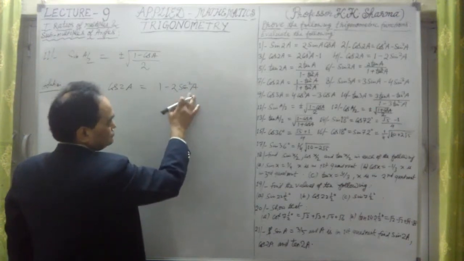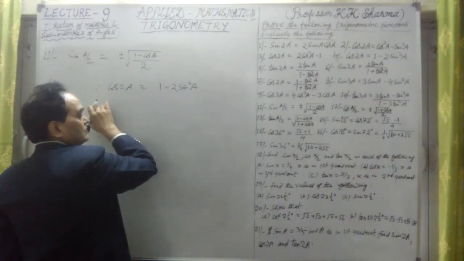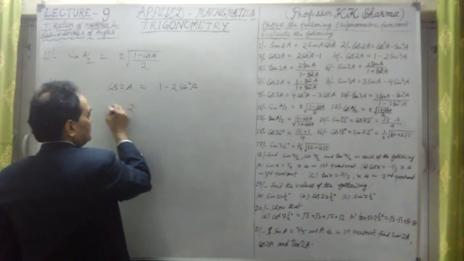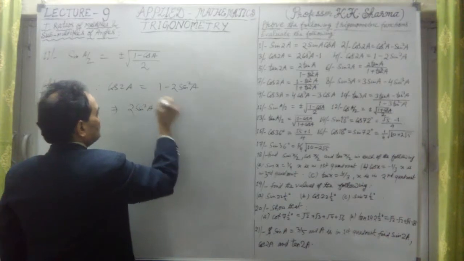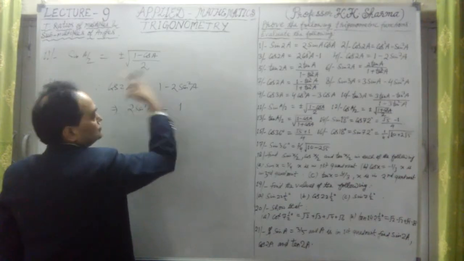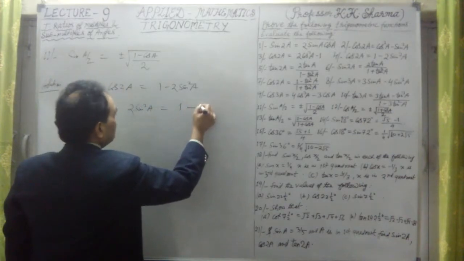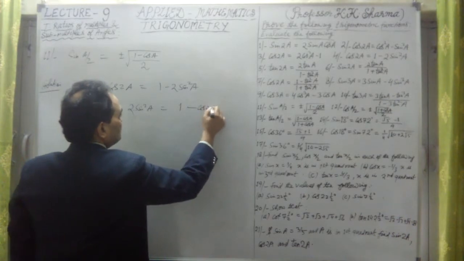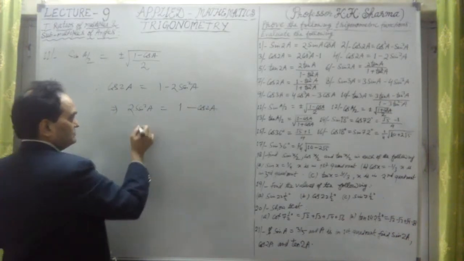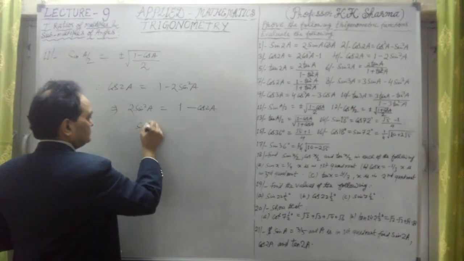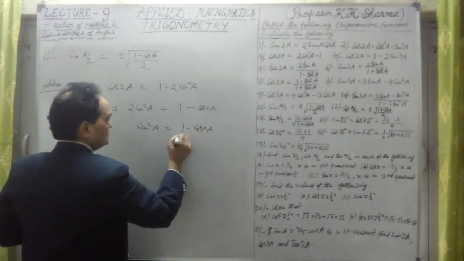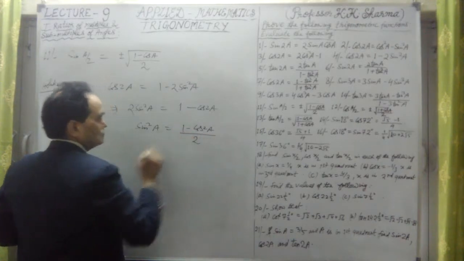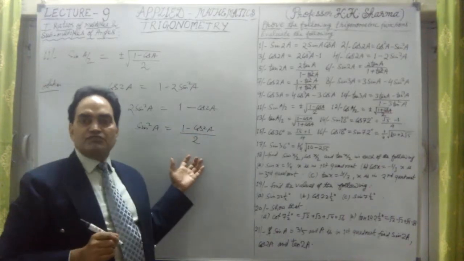Now if I take this 2 sine square A to the left hand side, this implies that 2 sine square A is equal to 1 minus cos 2A, since cos 2A to that side will become negative. That means sine square A is equal to (1 minus cos 2A) upon 2. This is the basic formula.